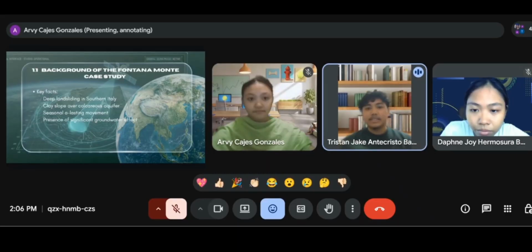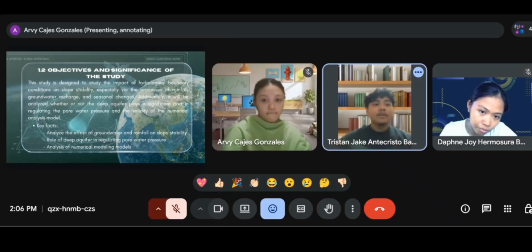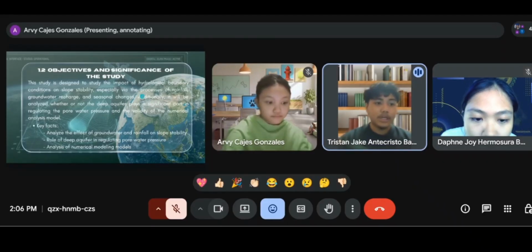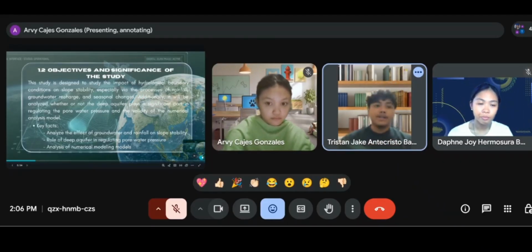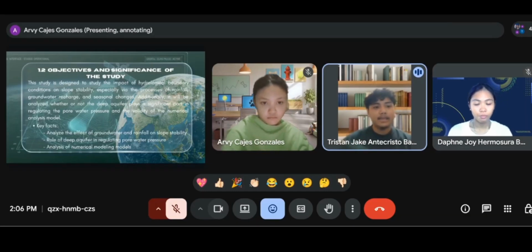The primary objective of the investigation was to determine how hydraulic boundary conditions affect the piezometric regime and overall stability of the Fontana Monte slope. The researchers specifically aimed to analyze the influence of rainfall infiltration, evapotranspiration, groundwater recharge, and seasonal groundwater fluctuations on landslide activity. Another important objective was to evaluate the effects of slope vegetation atmosphere, or SVA, interaction on deep clay landslides.